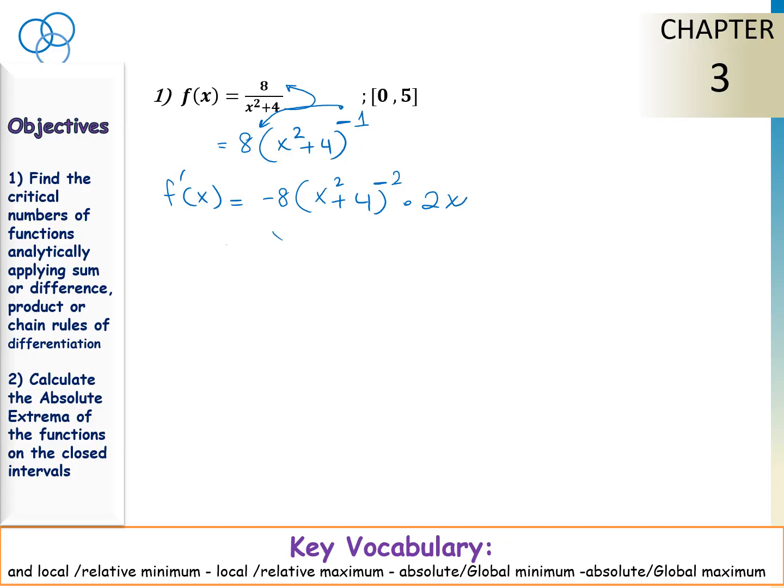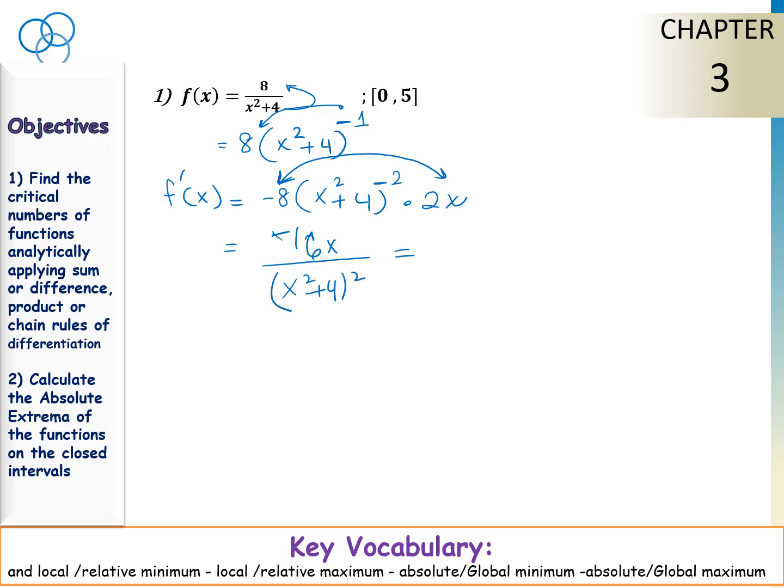Now what you have to do, you will write negative 8 times 2x, right? These are the constant things. These are the things which are outside the bracket. Negative 8 times 2 is negative 16x, divided by... it has a negative power, so I am bringing it again in the denominator to make the power positive.